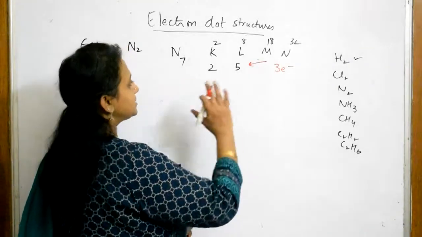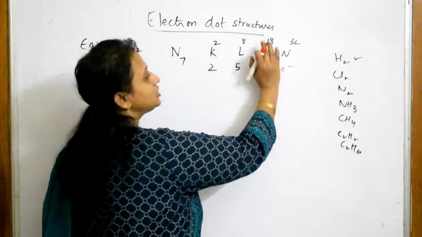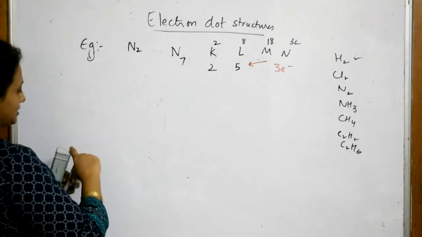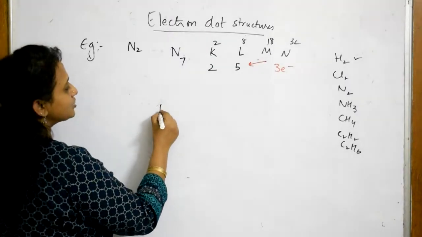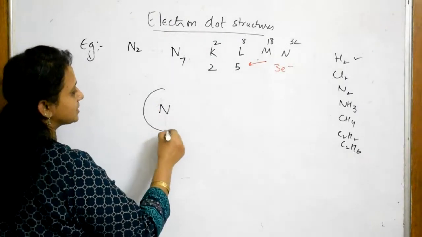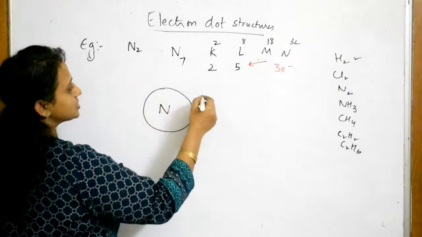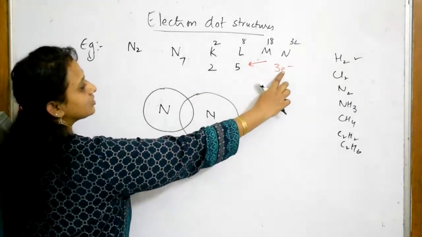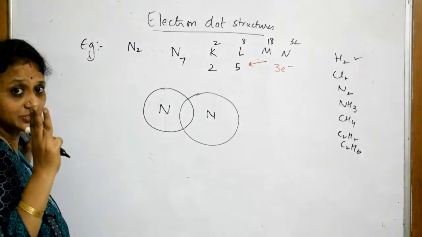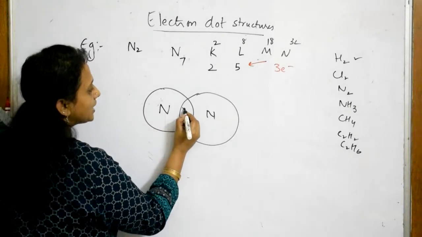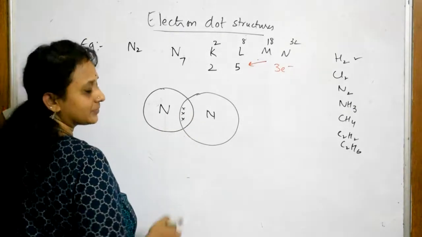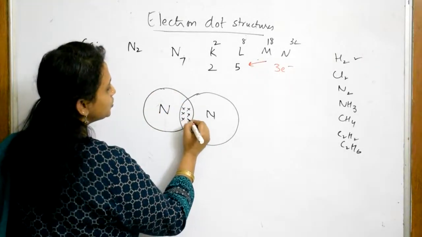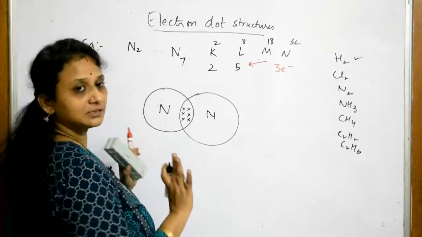Always your concept is this should become 8 or this should become 8. That's it. Now how many nitrogens are there? 2 are there. Let us draw. 1 nitrogen is here. Draw one circle. 1 more nitrogen is here. 1 more covalent sharing. Done. How many electrons? It requires 3 electrons, isn't it? So 1, 2, 3 on this side. How many does this require? 1, 2, 3. Done? Clear?